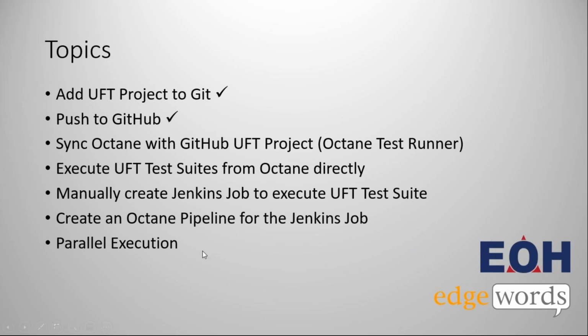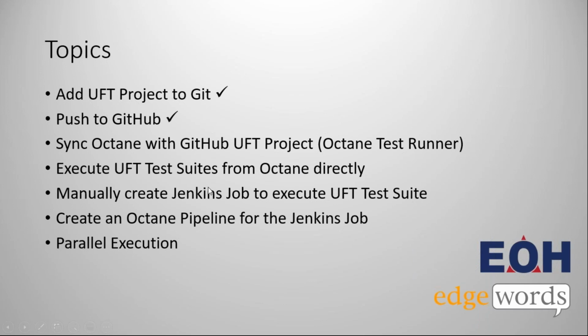So today, what we're going to cover is looking at Octane. We're going to introduce the fact that in Octane, we can set up what's called a test runner that allows us to hook into our Git repository, in this case ours is in GitHub, and discover UFT automated tests within the source control and create instances of those in Octane automatically for us. And then to be able to create test suites for those UFT tests and execute them directly from Octane. It actually executes them through Jenkins, but we don't even have to go into Jenkins. It will manage all of that automatically for us from Octane, as we'll see.